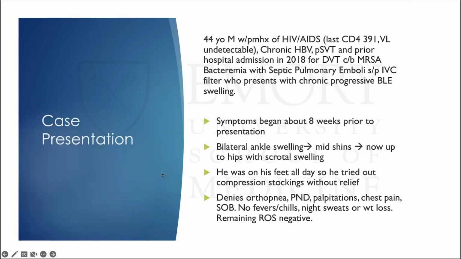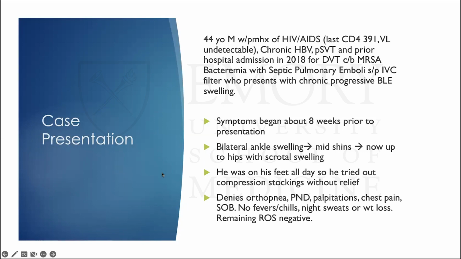So our patient is a 44-year-old gentleman who comes in an emergency room. He has a past medical history of HIV/AIDS. Last CD4 count was in the high 300s, undetectable viral load. He's got chronic hepatitis B, paroxysmal SVT. He was actually admitted about 2 years prior to this presentation for a DVT. He also had a kind of complicated course with MRSA bacteremia, had septic pulmonary emboli, and had an IVC filter placed during that time. Who's essentially coming in with chronic progressive lower extremity edema.